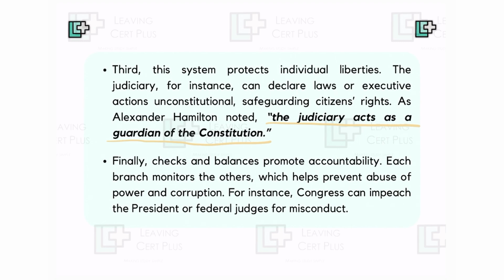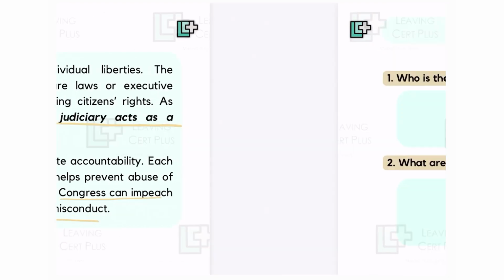I suppose any kind of misdoings, any wrongdoings will be called out, okay? So Congress can impeach the president or federal judges for misconduct. So Congress, the legislative branch, can actually impeach people from the executive branch if they feel like misconduct has occurred.